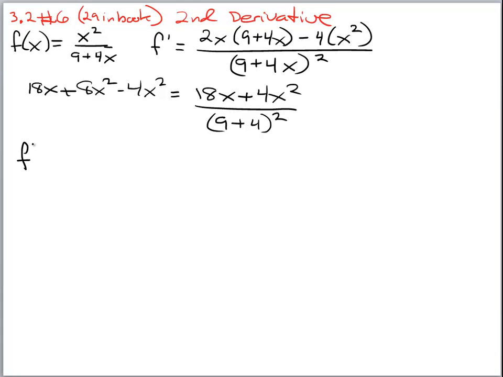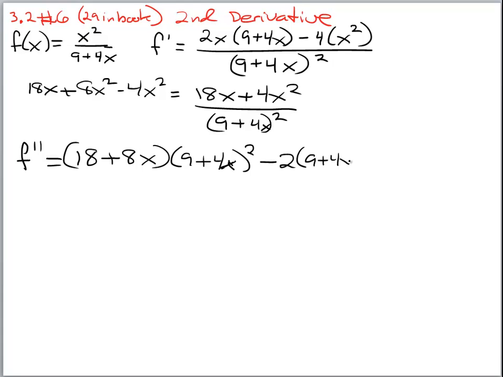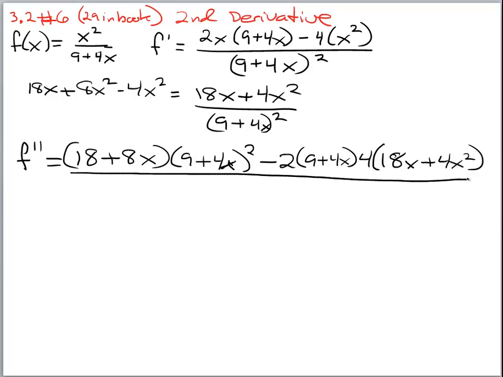So now, second derivative, derivative of the top. So 18 plus 8x, that whole quantity, times the bottom. Oh, sorry, I forgot to put my x in there. All right. And then minus derivative of the bottom, so chain rule. Right? Power comes down, power minus 1, and then derivative of the inside is just that 4. So derivative of the bottom times the top. And then this whole thing is over the bottom squared, so that's now to the fourth.